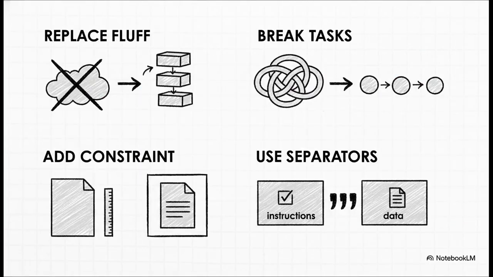And lucky for us, the fixes are pretty simple. Instead of fluffy language like "please be smart," use a direct command like "think step by step." Instead of one giant monster prompt, break your task down into smaller, sequential steps. To avoid the mind reader problem, always add a simple constraint, like a word count. And finally, and this is a big one, always use simple separators like triple quotes to create a clean break between your instructions and your source data.